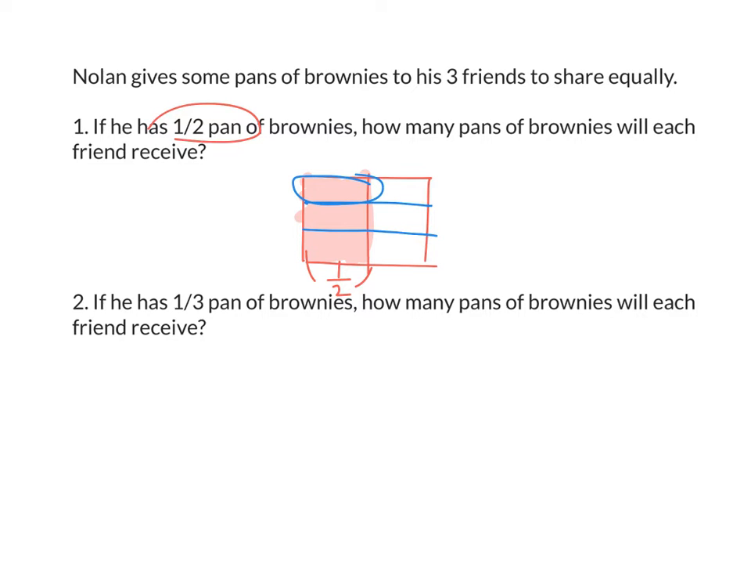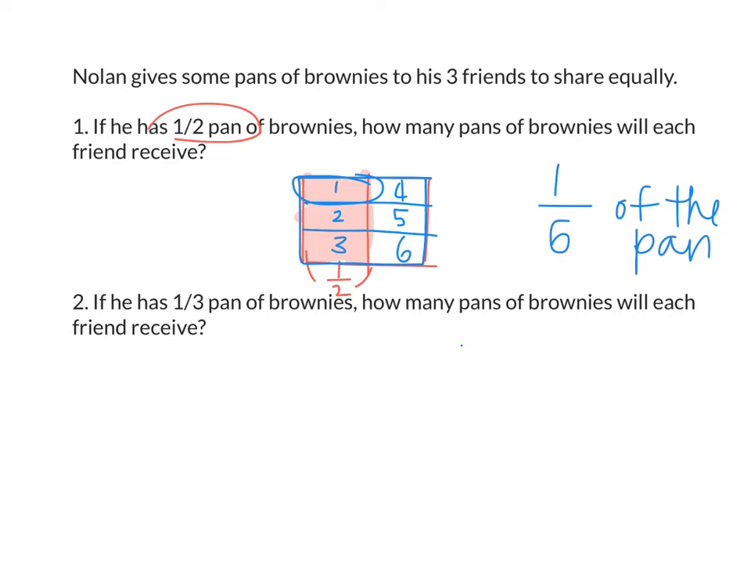So you can see each friend will receive 1 portion, and now my entire pan of brownies, my entire unit, has been divided into 1, 2, 3, 4, 5, 6 units. So each of the 3 friends will receive 1/6 of the pan. Here's a reminder again, pause frequently, make sure you're keeping up with the math notes.